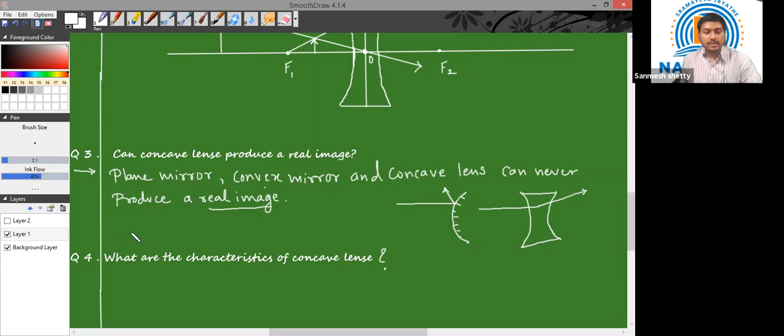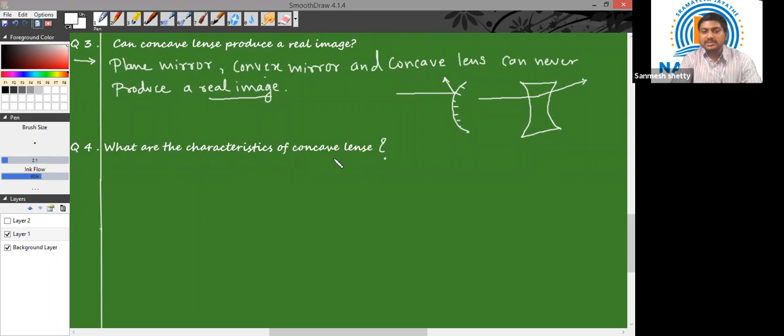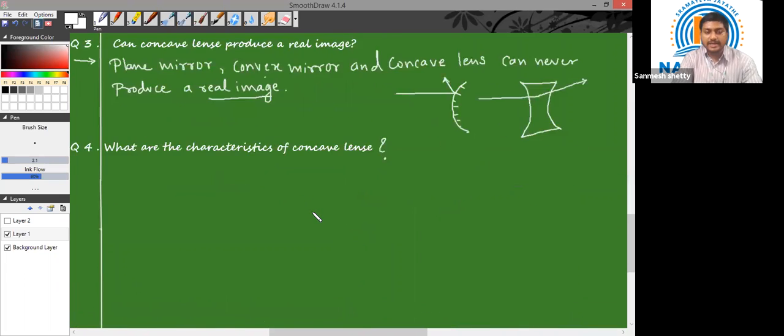All right. Next question. What are the characteristics of the concave lens? Again, I repeat my question. What are the characteristics of concave lens? Let us go back to our previous question. Just now we have seen that the images formed by concave lens are virtual and reduced in size. Also, we can see the images are upright or erect. So let us write the answer.